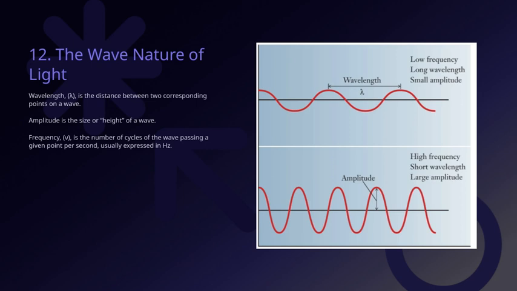Connecting all these points to our overall theme, understanding these wave properties helps us grasp the wave nature of light. Light behaves like a wave in many ways, and these concepts are key to explaining phenomena like diffraction, interference, and even how different colors of light are related to wavelength. So, by mastering frequency, amplitude, and wavelength, we're better equipped to understand the true nature of light.